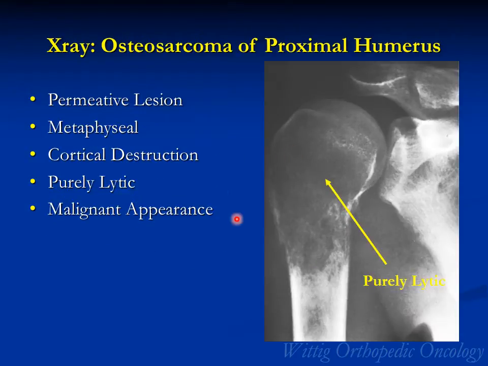Here's an example of an almost purely lytic osteosarcoma, the proximal humerus. Again, permeative lesion, somewhat moth-eaten down here. It arises in the metaphysis. There's cortical destruction, and it extends down toward the diaphysis, but you really do not see much ossification within it.